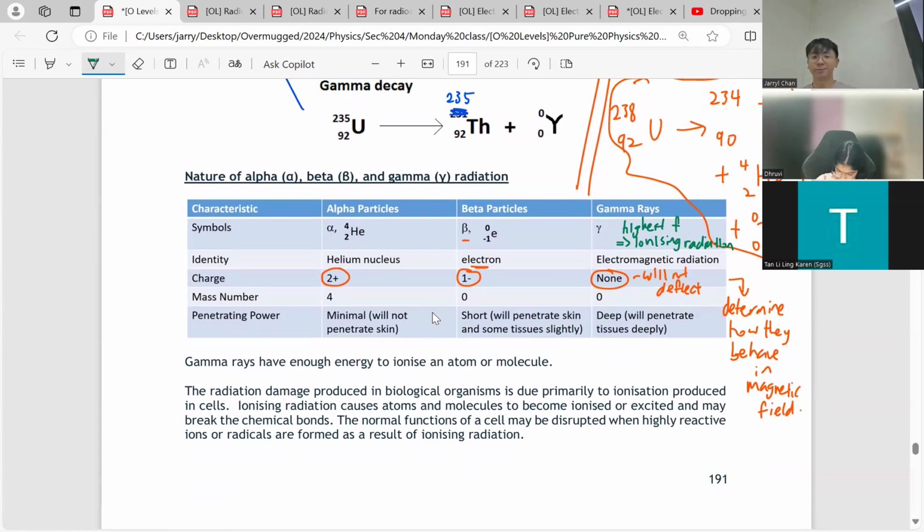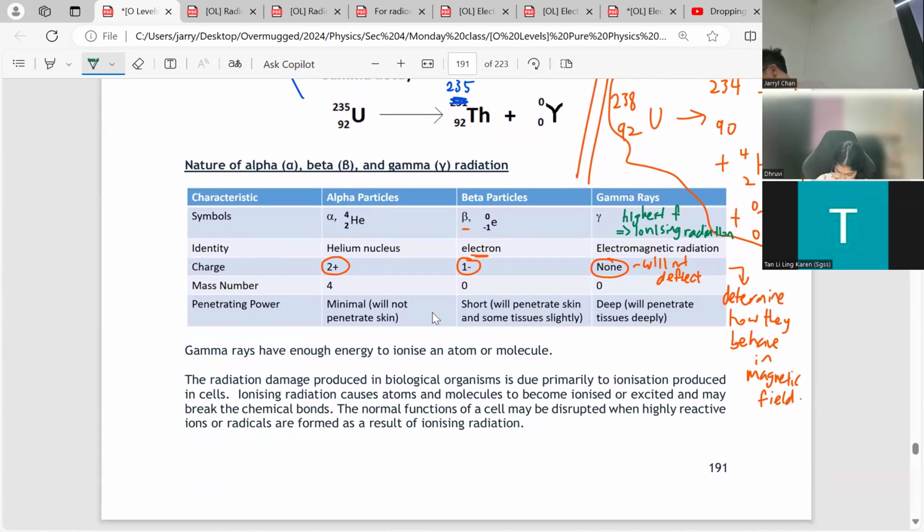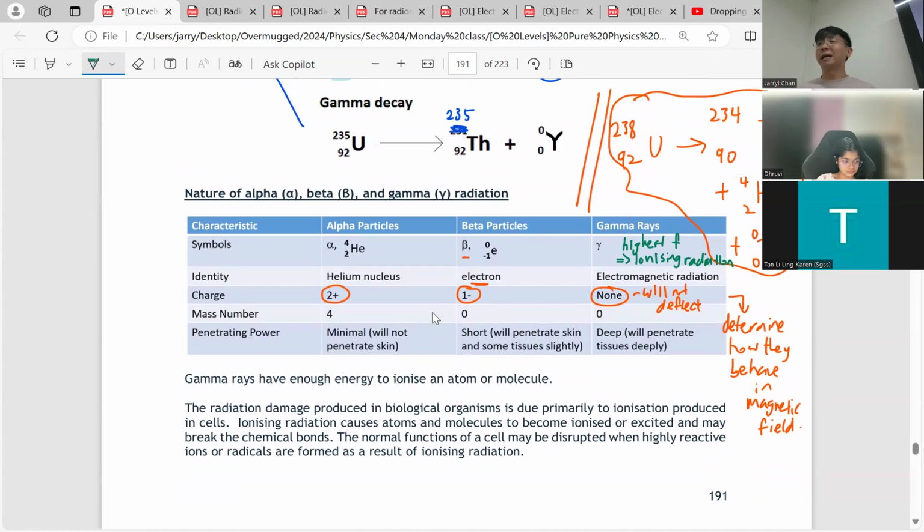Penetrating power, we'll talk about it on the next page. But the general idea is there already. Anything else? Yeah, I'm good with this. Any questions to check? The nucleus over here has been highlighted above, so be very clear about this. Okay, that it is not a helium atom.